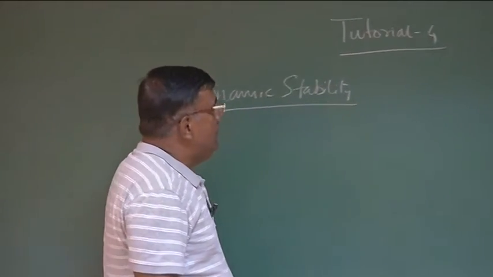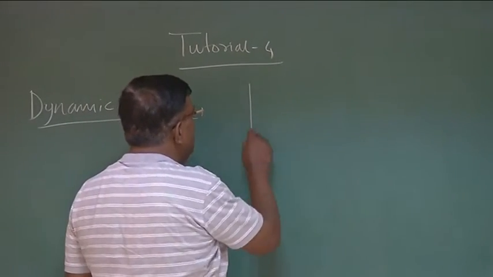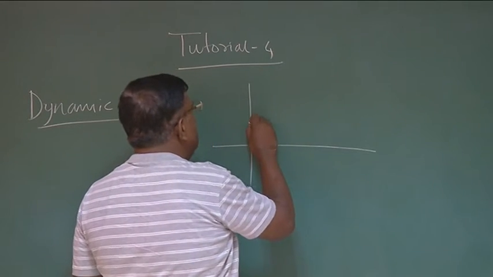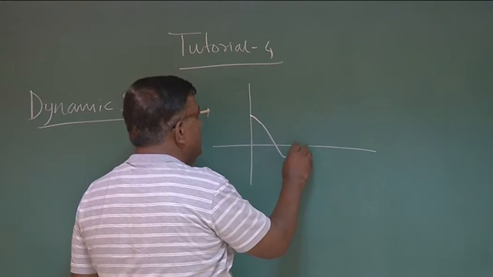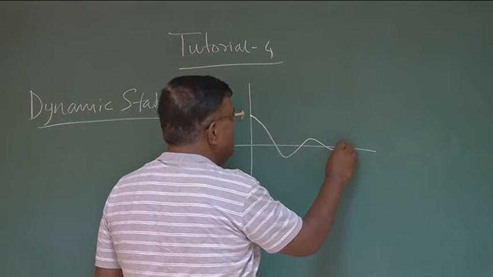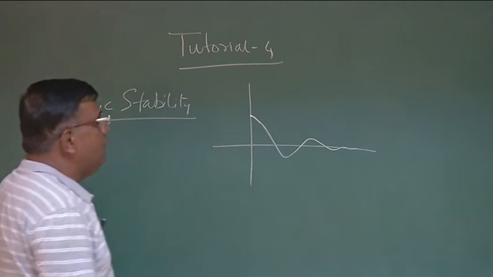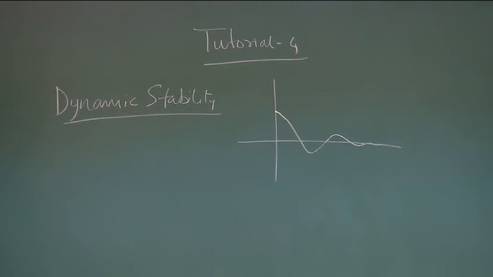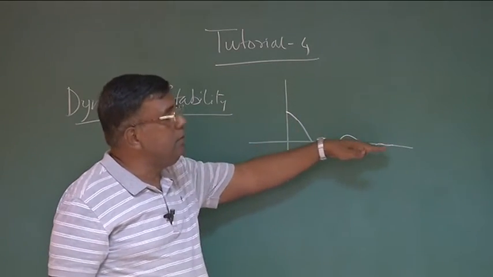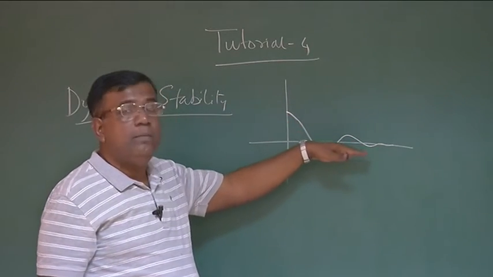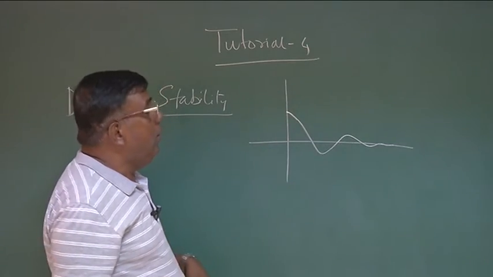Right? So if I try to see like this, suppose I have disturbed a system and it tries to come back to the equilibrium. So we are now talking about dynamic stability. We are now introducing the concept of transient. How is the response? Is it coming back to the equilibrium or is it diverging?